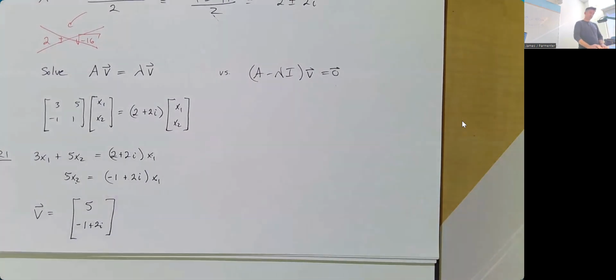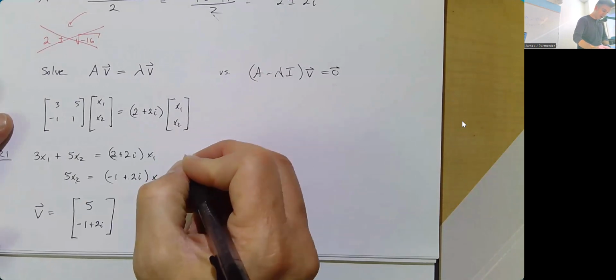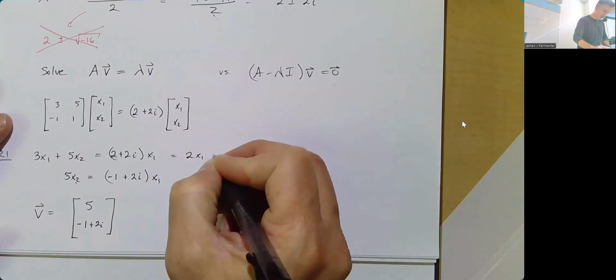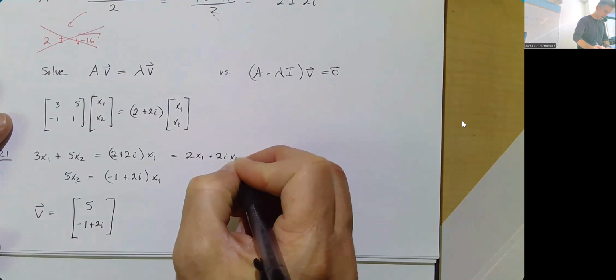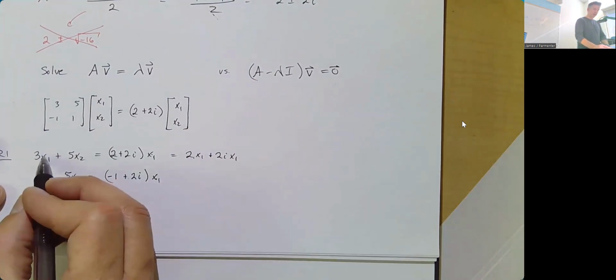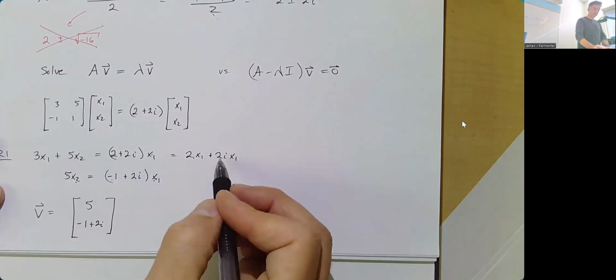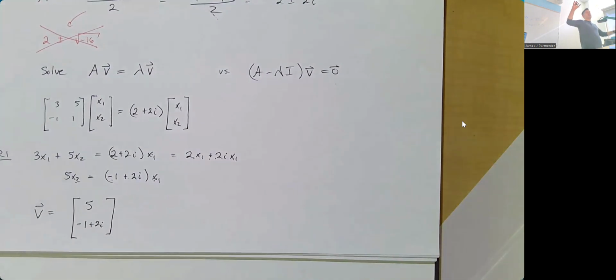Wait. How did you get that 5x2? So this right hand side here is equal to 2x1 plus 2i times x1. And then I subtracted 3x1, and 2x1 minus 3x1 is -1x1. Okay. But I still have the plus 2i x1. Basically, you have to keep the real parts and the imaginary parts separate from each other.